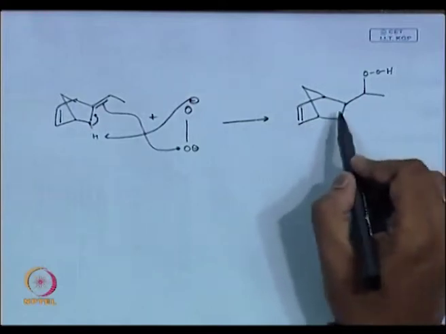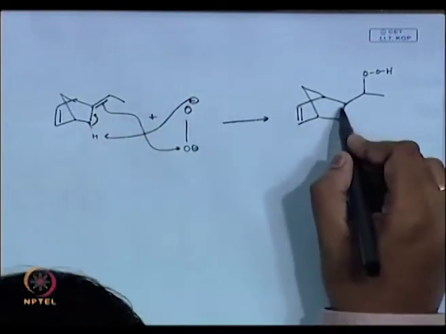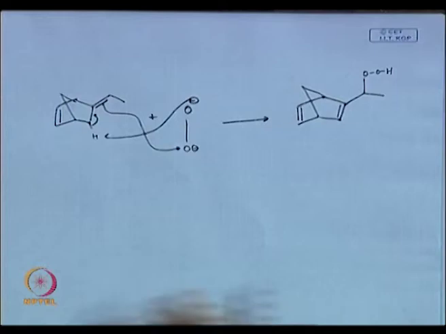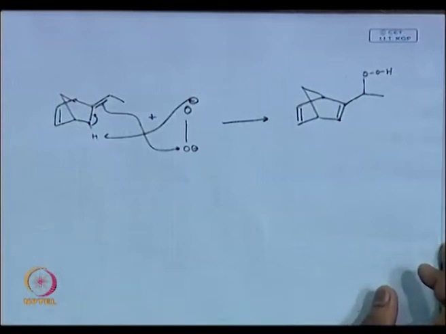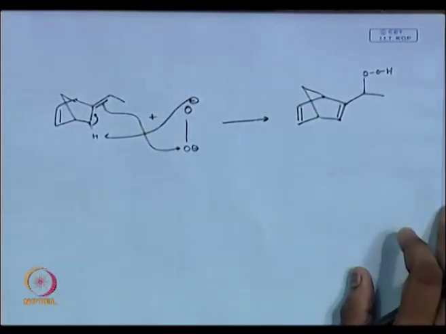Oh, I need a double bond. Yeah. So, you get 3 products nicely. Okay. So, this is one type of reaction, the first reaction of your singlet oxygen ene reaction. So, singlet oxygen does nice ene reaction.